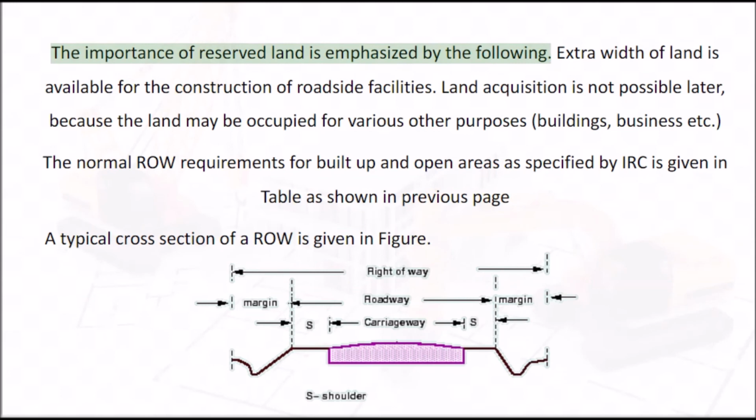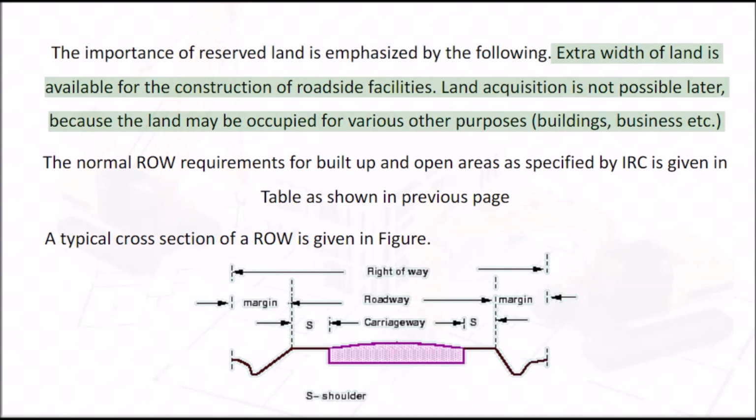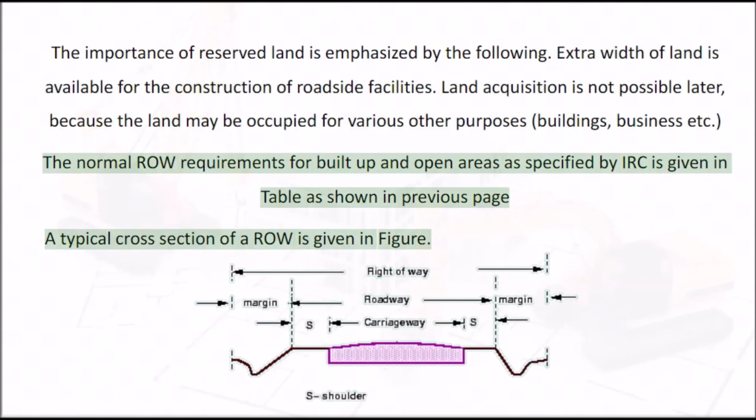The importance of reserved land is emphasized by the following. Extra width of land is available for the construction of roadside facilities. Land acquisition is not possible later, because the land may be occupied for various other purposes, buildings, business etc. The normal ROW requirements for built-up and open areas as specified by IRC is given in table as shown in previous page. A typical cross-section of a ROW is given in figure.